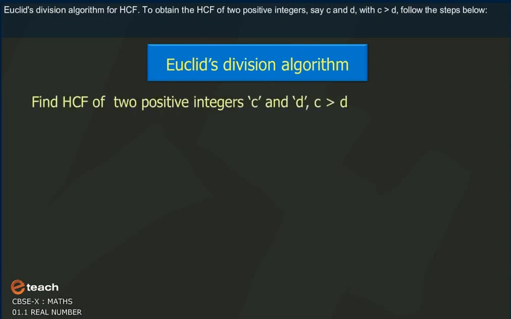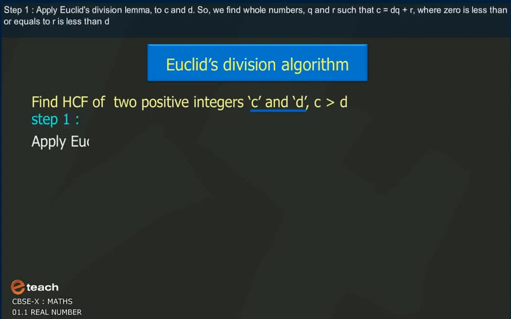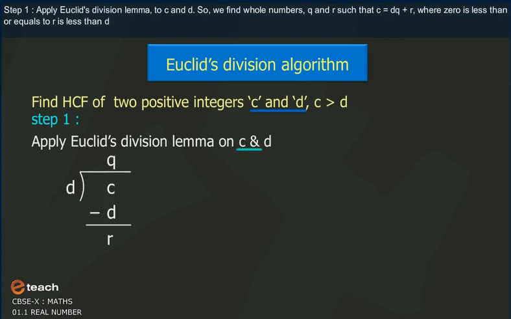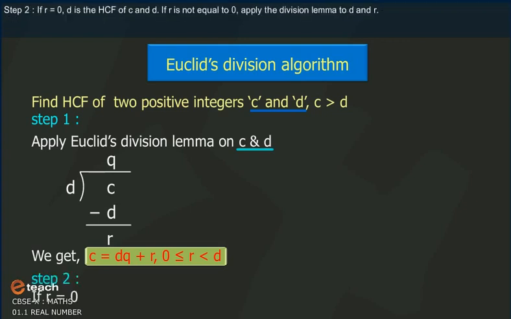To obtain the HCF of two positive integers, say c and d, with c greater than d, follow the steps below. Step 1. Apply Euclid's division lemma to c and d. So, we find whole numbers q and r such that c = dq + r, 0 ≤ r < d. Step 2. If r = 0, d is the HCF of c and d.